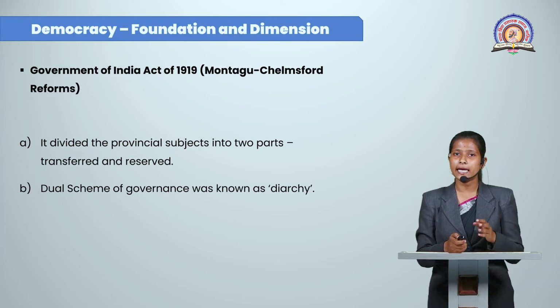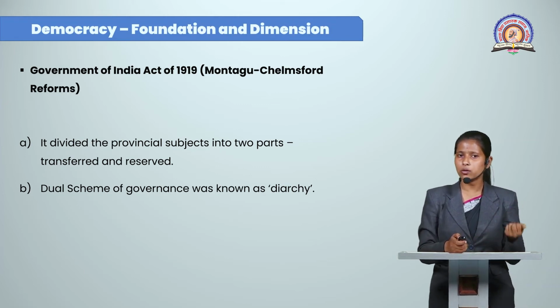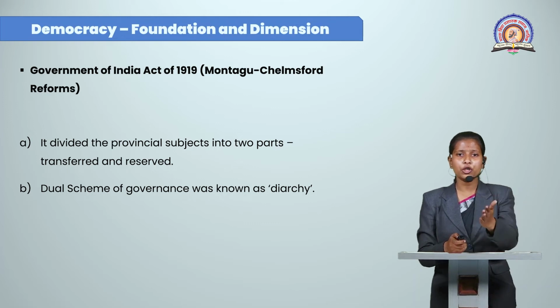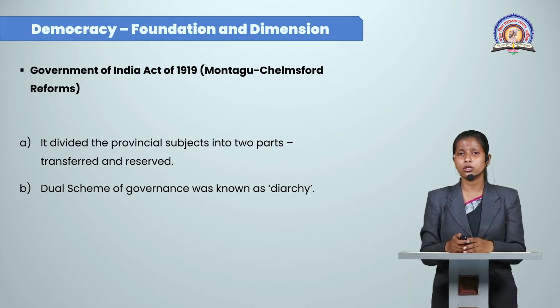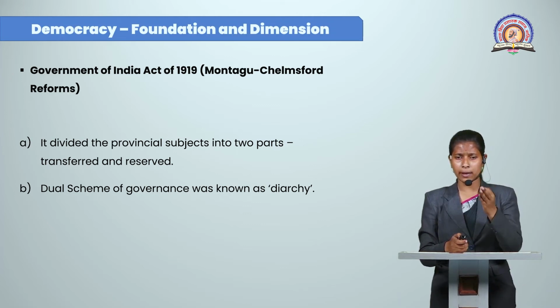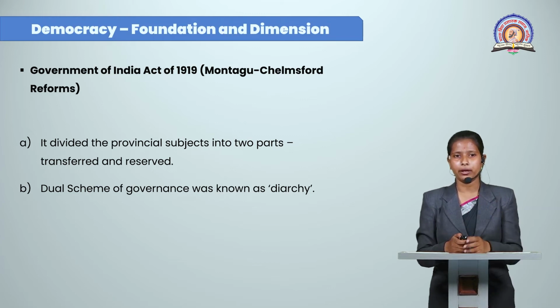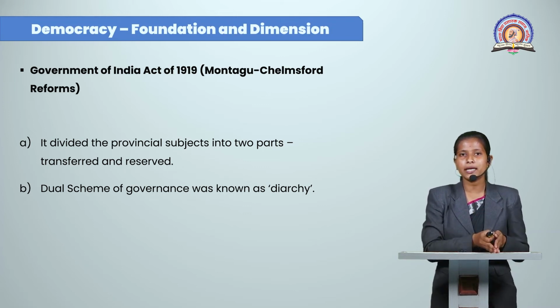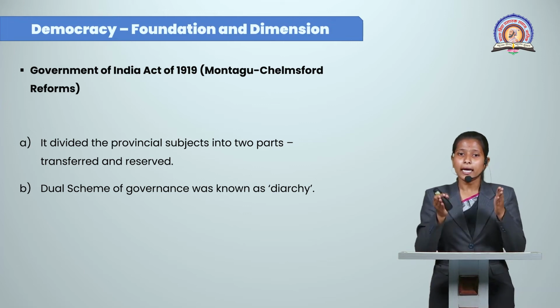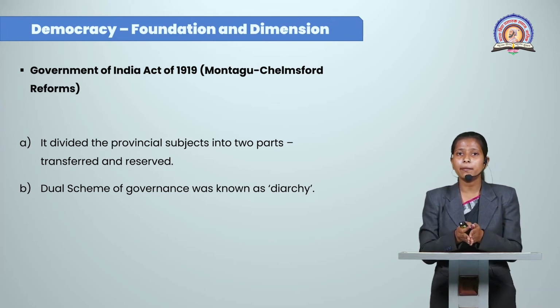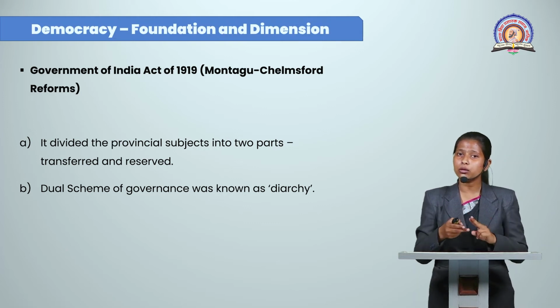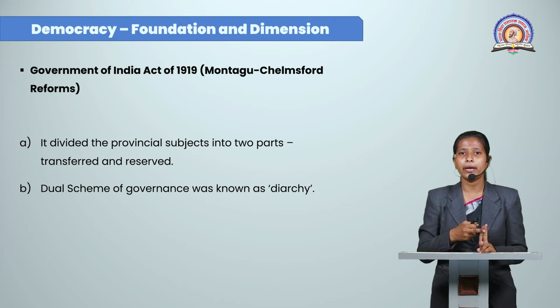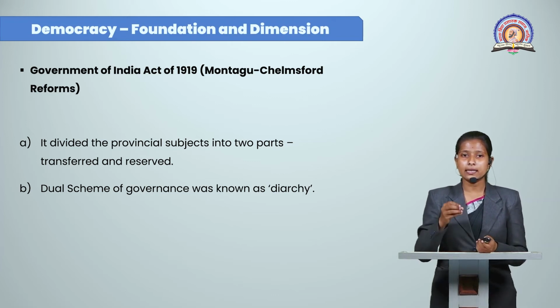Now, the Government of India Act 1919, the Montagu-Chelmsford Reforms. At that time Chelmsford was the Viceroy of India, and Montagu was the Secretary of State for India. It divided the provincial subjects into two parts: the transfer subjects and the reserved subjects. At that time the government was in the hierarchy form, and a double government was formed, the dual system of government, which was known as diarchy, and the Government of India Act 1919 gave this feature.